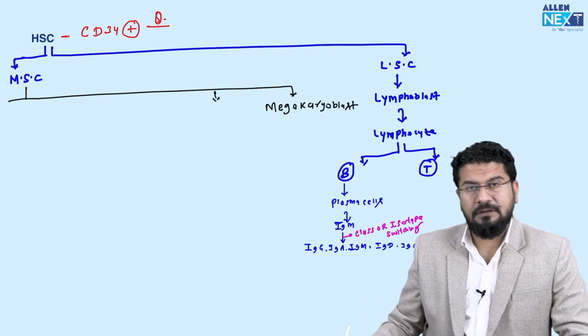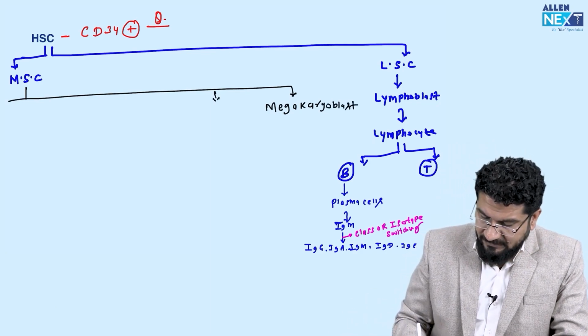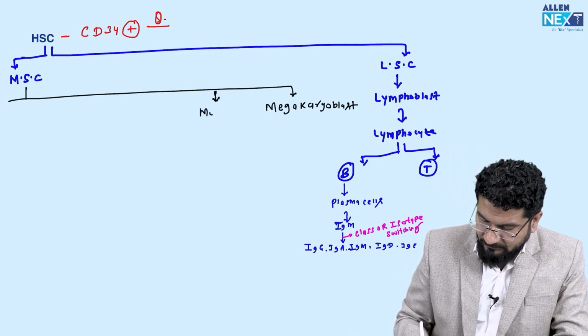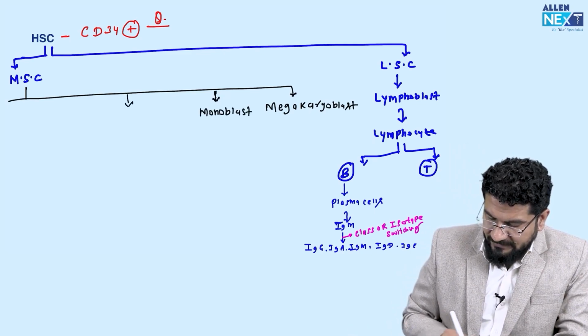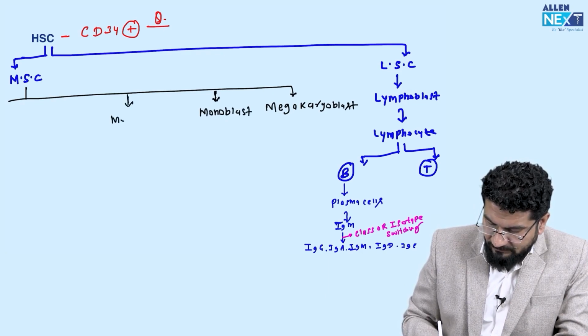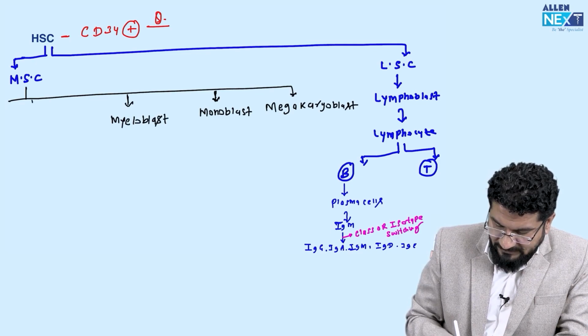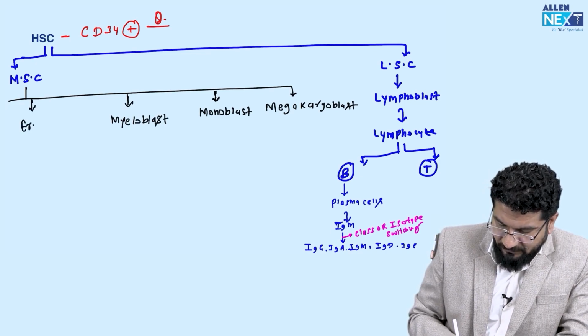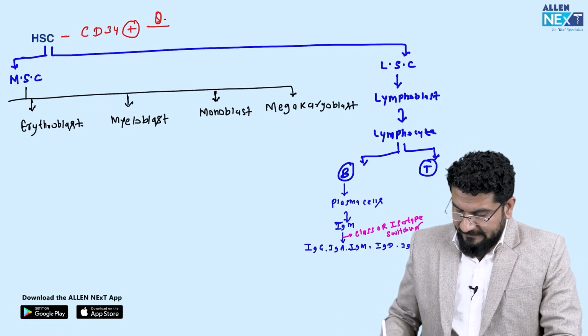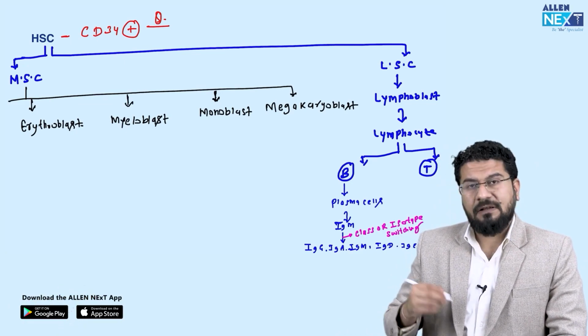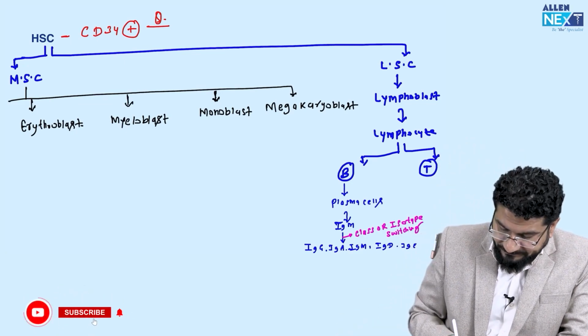This can form a second type of cell. We call them monoblast. Then we can have myeloblast, and what we have, erythroblast. Okay, now understand this erythroblast. These erythroblast cells will further form erythrocyte.